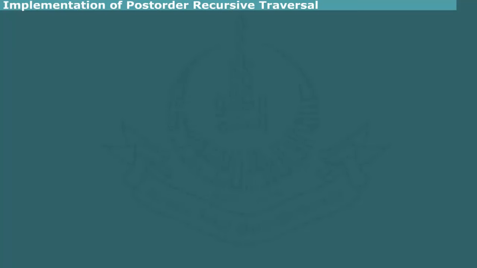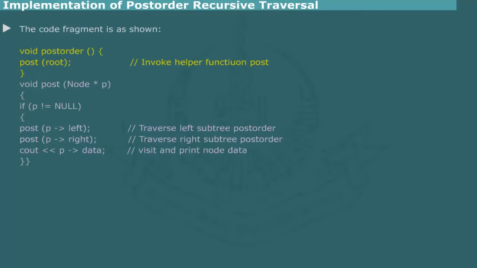Implementation of Postorder recursive traversal. In Postorder traversal, first the left subtree is traversed in postorder, then the right subtree is traversed in postorder, and finally the root node is visited. The code fragment to implement the algorithm is: invoke the helper function, traverse the left subtree in postorder, traverse the right subtree in postorder, visit the node and print data.